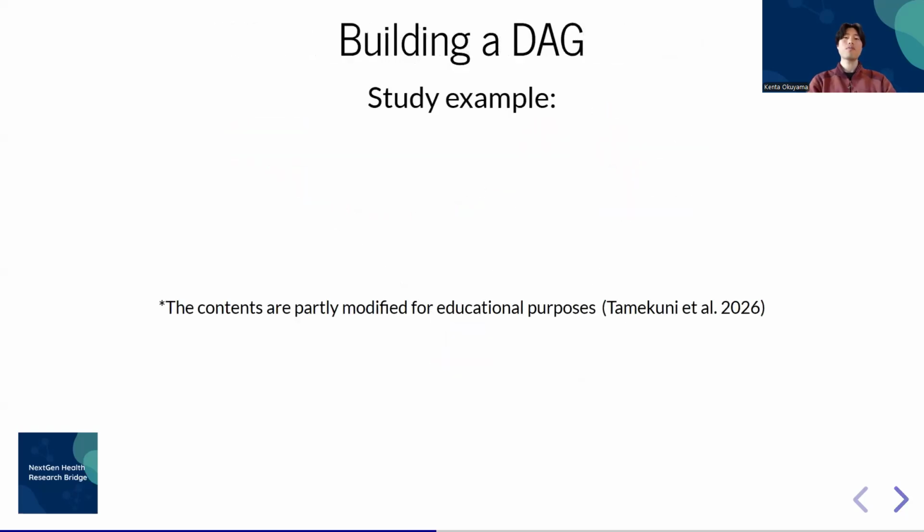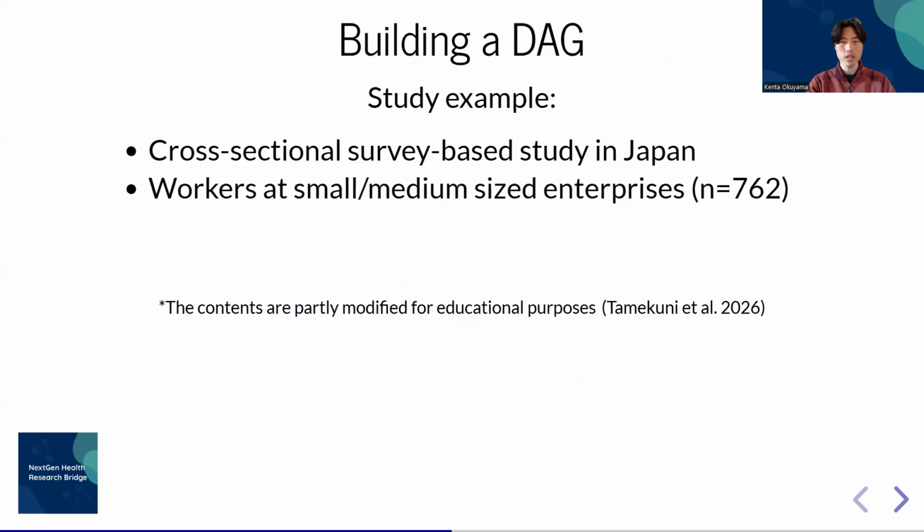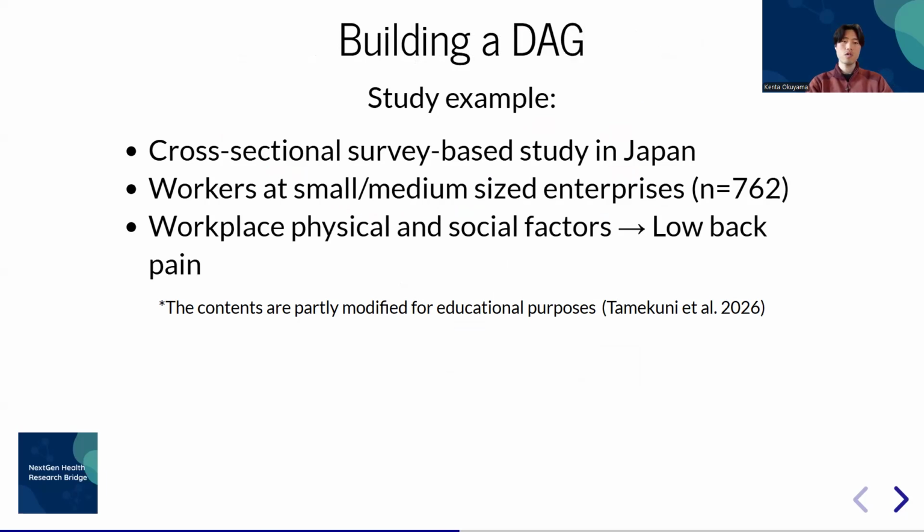Okay, now let's start building a DAG by using a simple study example. Briefly, if I introduce this study, it is a cross-sectional survey-based study conducted in Japan among workers at small or medium-sized enterprises. And the researchers were particularly interested in workplace physical and social factors on low back pain.